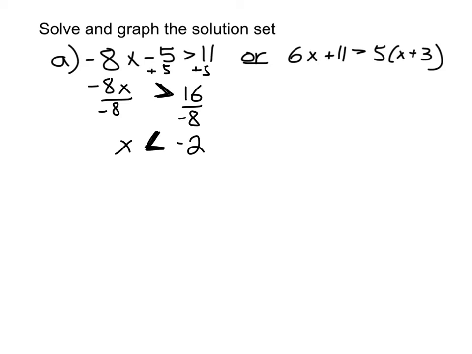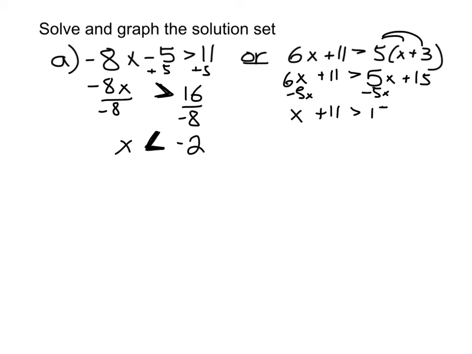Alright, let's do the same thing to the other side. Let's go ahead and get x by itself. First thing I'm going to do is distribute this 5. So I'll have 6x plus 11 is greater than 5x plus 15. Okay, and let's get like terms together. So let's subtract 5x from both sides. I'll have 1x plus 11 is greater than 15. So I'm going to subtract 11 from both sides, and I get x is greater than 4.